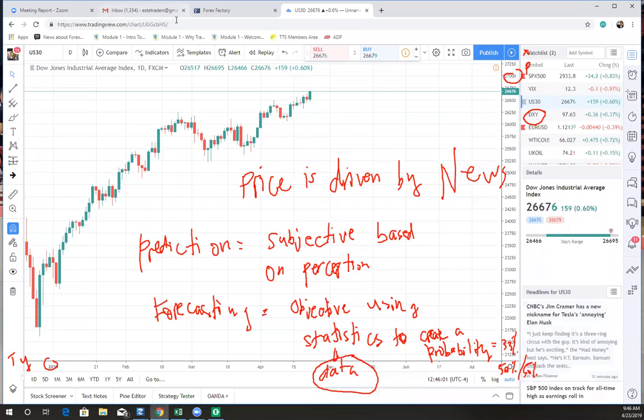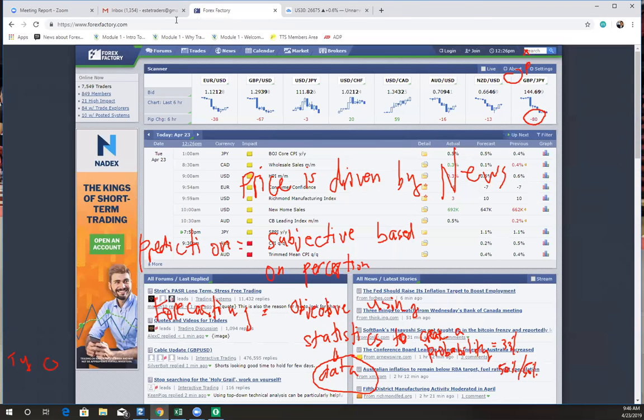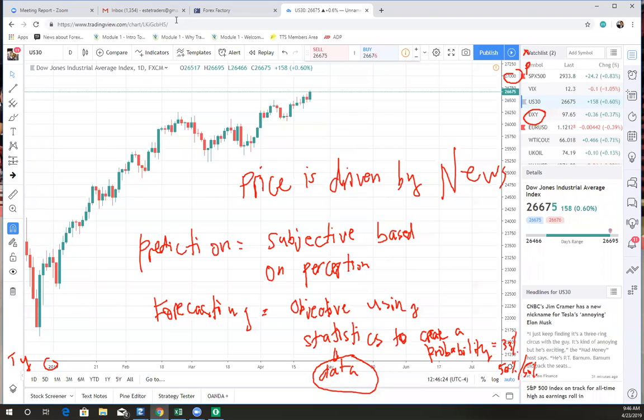So if you have good news, the price will go up. Sometimes good news, the price will drop. Sometimes bad news, the price will go up. Sometimes bad news, the price will basically drop. So it's all being dictated by news. And within that news, that's what creates the volatility of price, because it creates the fear.